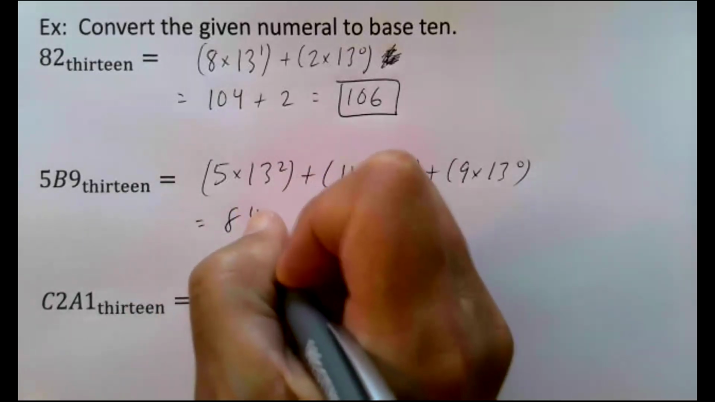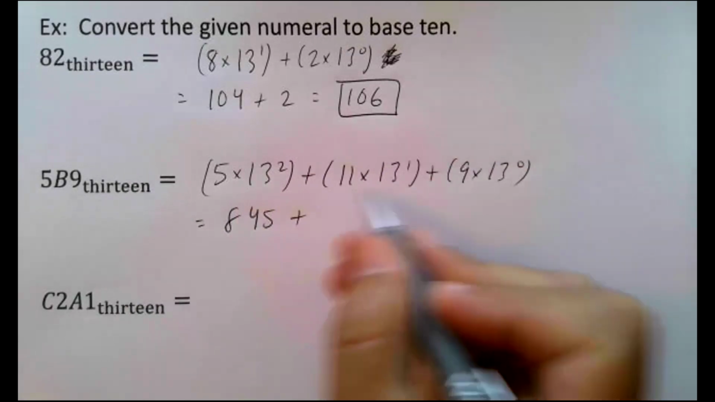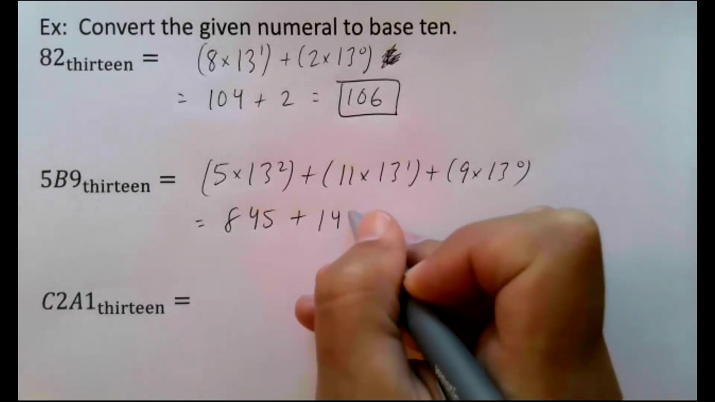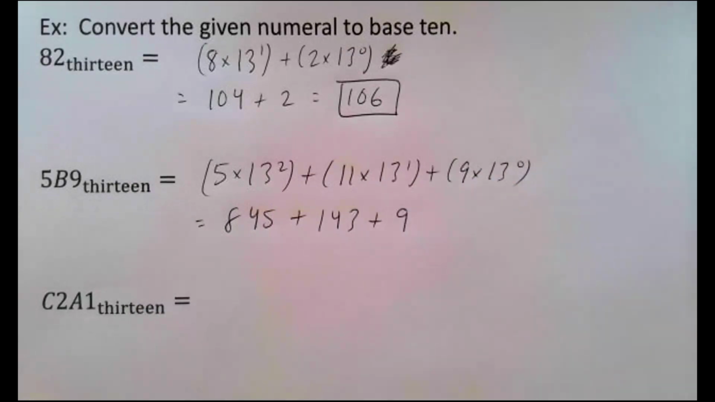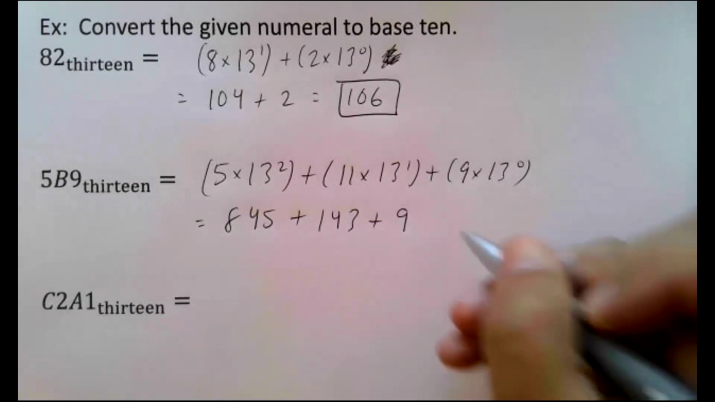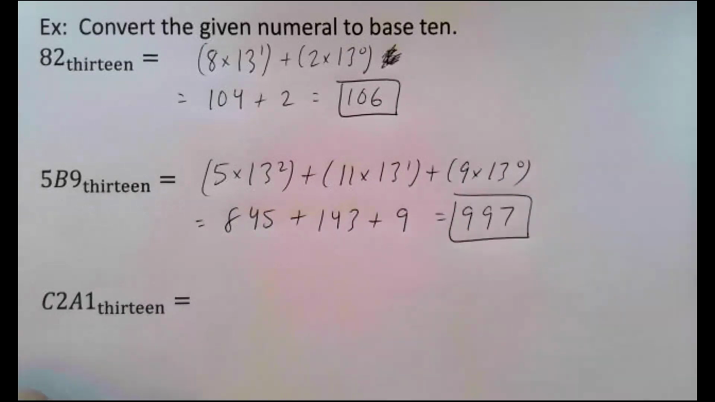Go ahead and go through the math on your calculator. I believe it's 845. This is 11 times 13, which is 143. And this is, of course, 9 times 1. The total is 997. So 5B9 base 13 is equal to what we think of as 997.